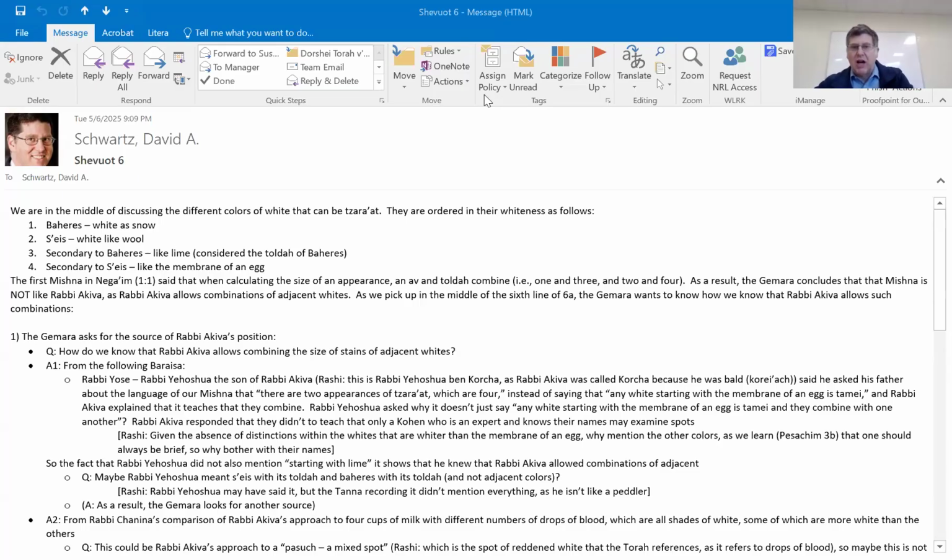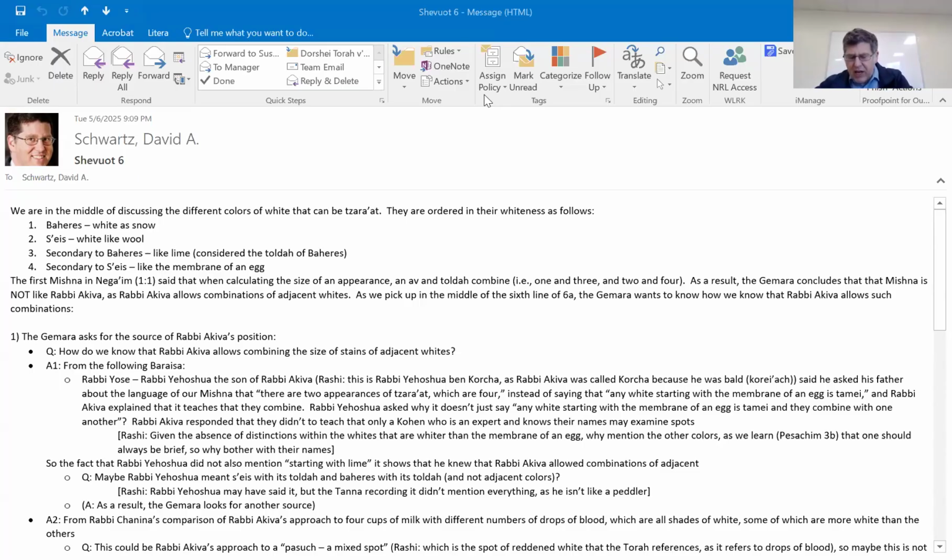All right. So now we're going to pick up in the middle of the 6th line. Again, the Gemara wants to know, how do we know that Rabbi Akiva allows such combinations, namely 1 and 2, 2 and 3, 3 and 4, but presumably not the expanded combinations? One can, at least it seems to me, though I haven't thought through the ramifications completely, also understand Rabbi Akiva as saying that all four of them combine, as we'll see. But it seems like the commentaries here focus on just 1 and 2, just 2 and 3, just 3 and 4, etc.